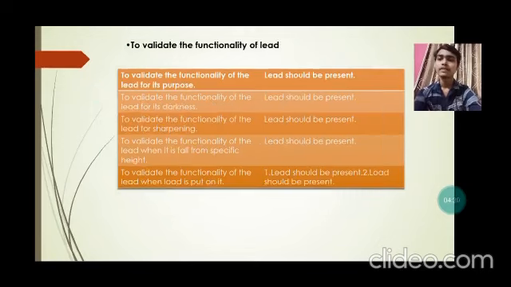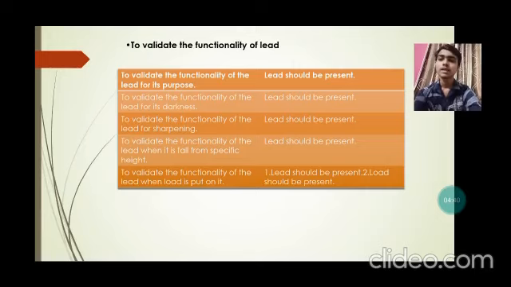To validate the functionality of lead, to validate the functionality of the lead for its purpose, lead should be present. To validate the functionality of the lead for its darkness, lead should be present. To validate the functionality of the lead for sharpening, lead should be present.